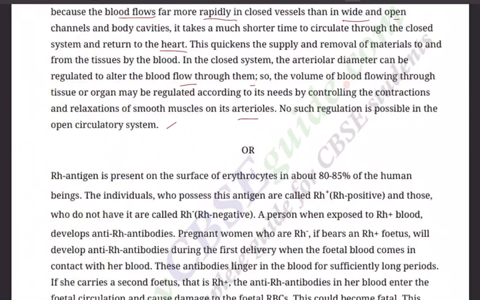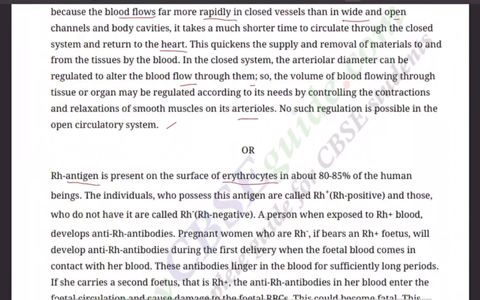Choice question. Why is it necessary to check the RH factor of the blood in a pregnant woman? Is there any need for that? To check the RH factor in a pregnant woman. So what is the answer for this?